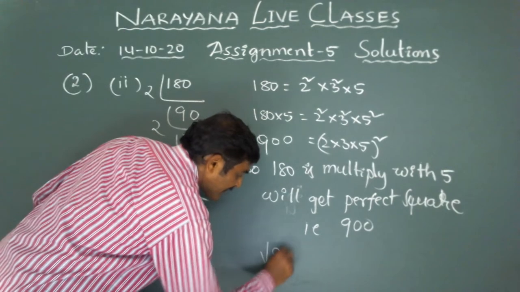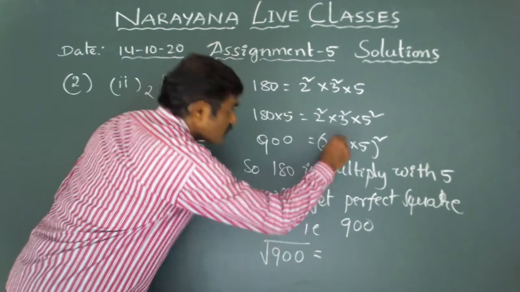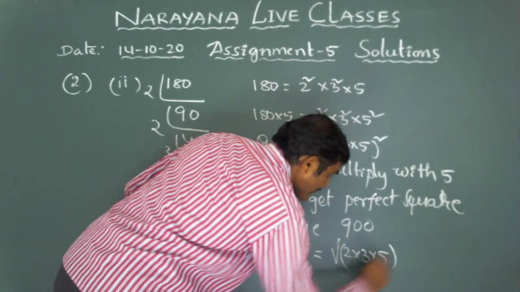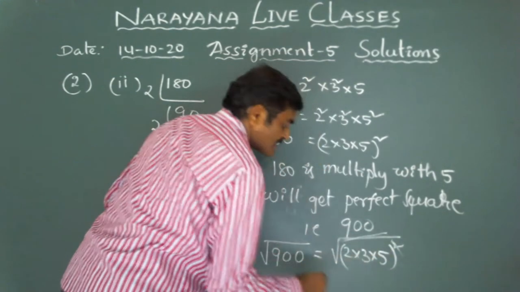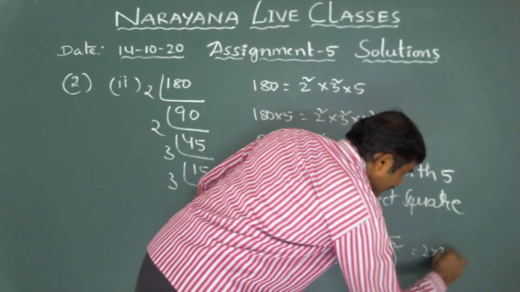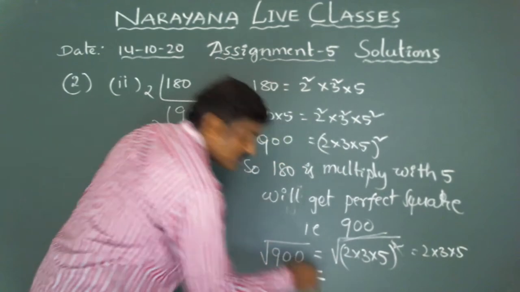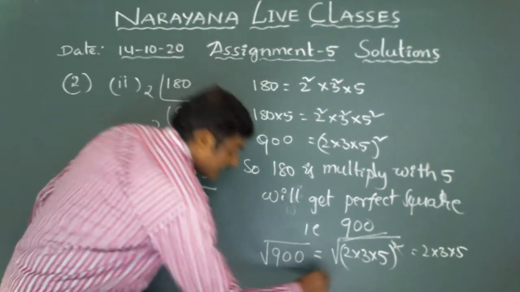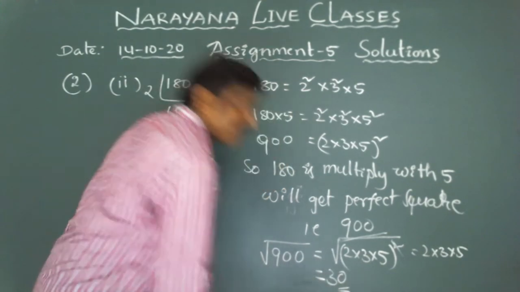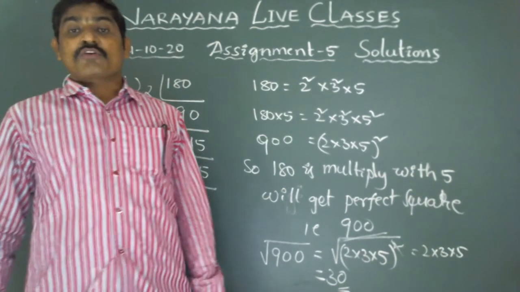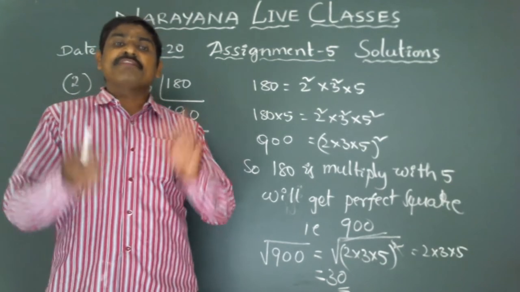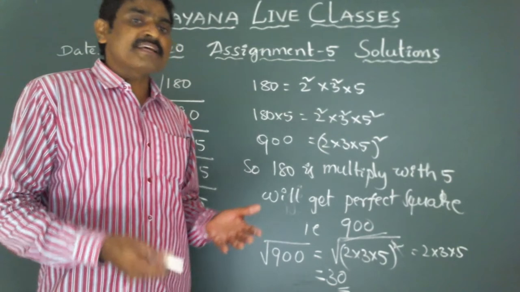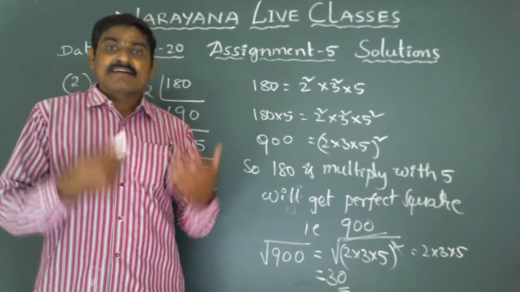The square root of 900 is equal to the square root of (2 × 3 × 5) whole square. Square and root cancel, so it is equal to 2 × 3 × 5. 2 × 3 is 6, 6 × 5 is 30. So the square root of 900 is 30. According to the question, when 180 is multiplied with 5, we get the perfect square 900, and its square root is 30.